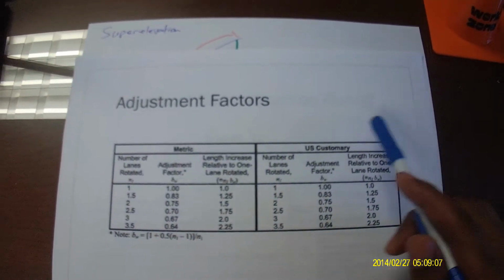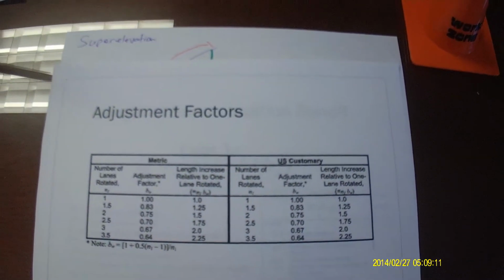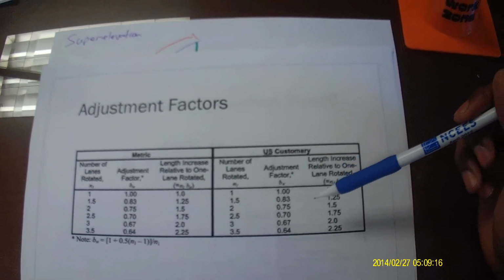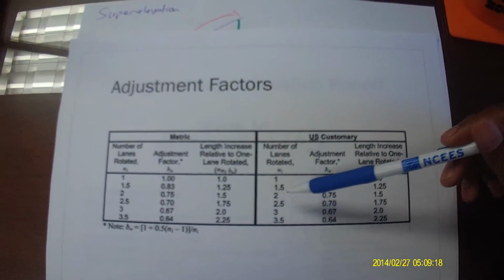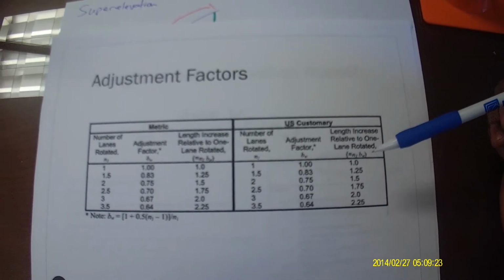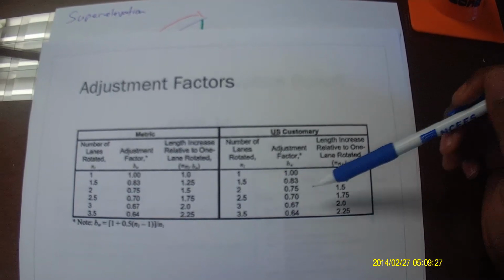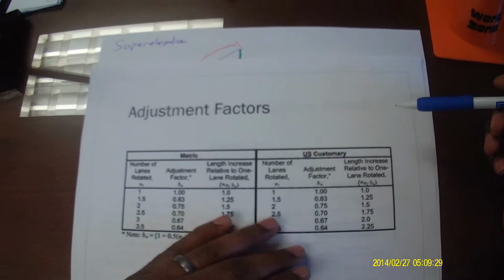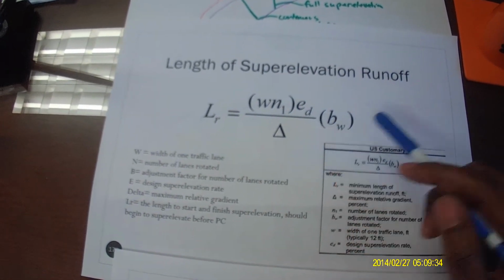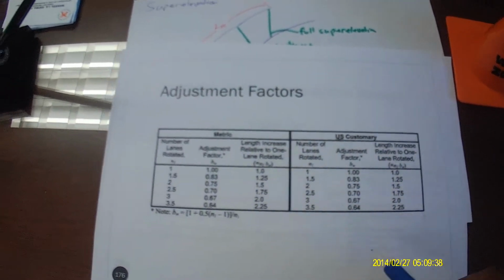And if you notice, we're going to be working on this side because it says U.S. customary, and that's what we're used to working with, so that's what we're going to stick with. So let's just say you're rotating 2 lanes, all right? So it's a 4-lane roadway, and you're rotating 2 lanes to get to the full super elevation. Then your adjustment factor is going to be 0.75. So everything that you get here, you're going to be multiplying by 0.75. Okay, now these are in your notes.